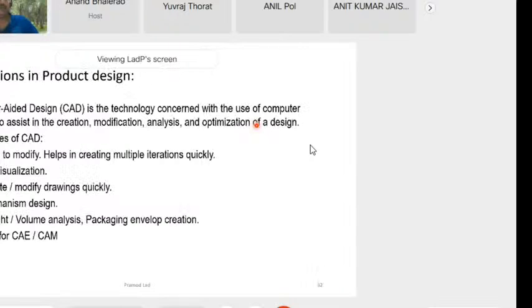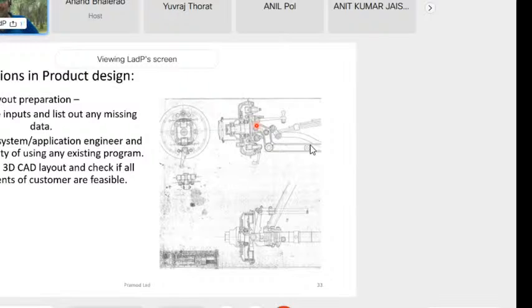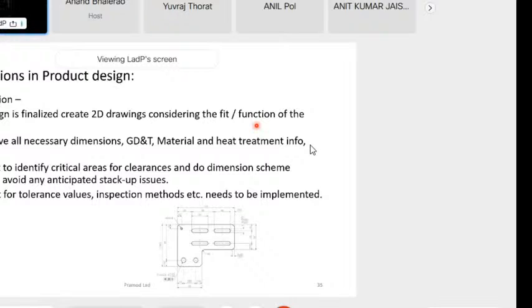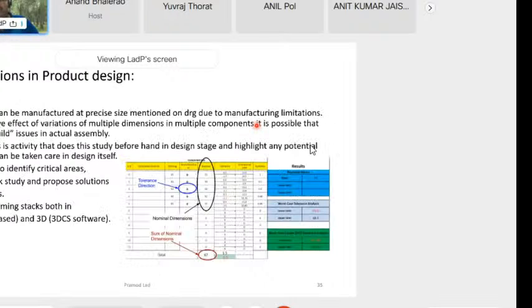Next comes, once we finalize the axle component design with the help of, say, first principle calculations, we go through the CAD process. You know what is CAD, and we prepare the layout with the help of CAD. Then detailed design is done. Then drawing preparation is done. Then stack up analysis is done. So stack up analysis is basically understanding relationship between the assemblies and relationship between the gaps or interferences in the assembly.